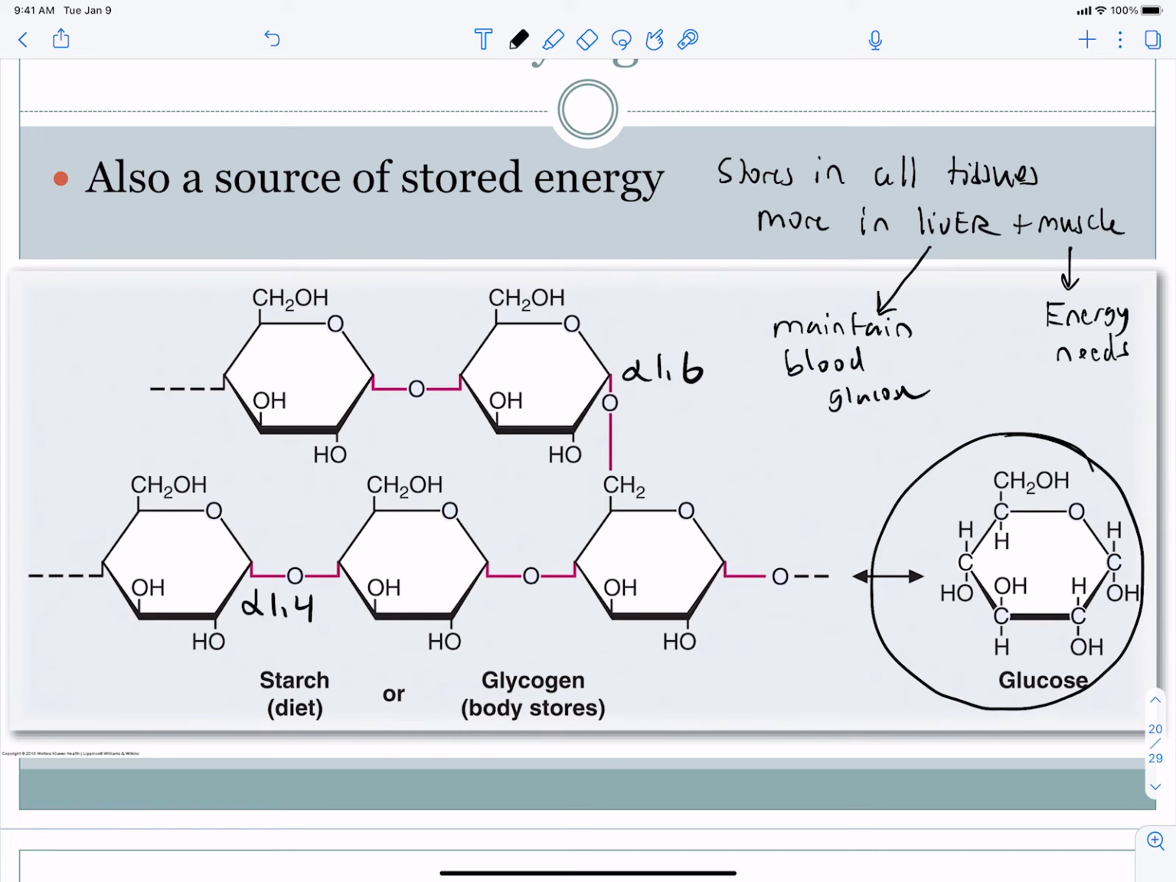The liver is not really going to tap into glycogen for its own energy purposes. It's going to tap into glycogen and release the individual glucose molecules to maintain blood glucose levels. Your muscle is different. Your muscle is going to keep glycogen for its own use. Almost all cells will have some glycogen store. However, most of it's going to be found in the liver and in muscle tissue.